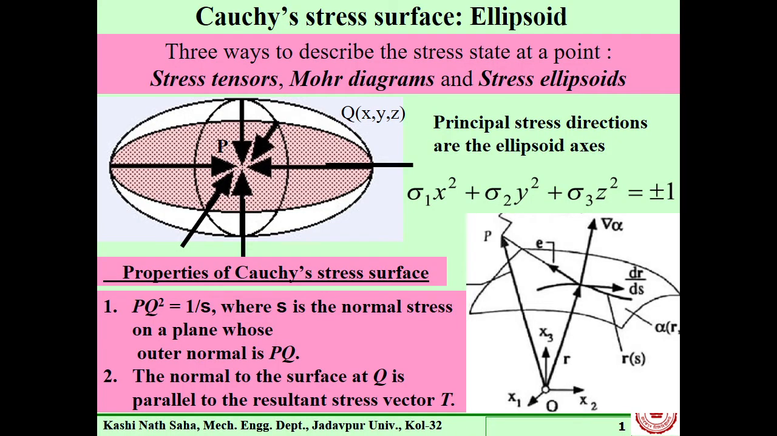So today's topic is called the Cauchy stress surface or Cauchy stress quadratic. Actually, this is another representation for the state of stress at a point. So far we have encountered the stress tensor, or Cauchy stress tensor, right? Starting from a point in a stressed body, we obtain the stress tensor. Then we determine principal stresses and we represented the state of stress through Mohr's circles.